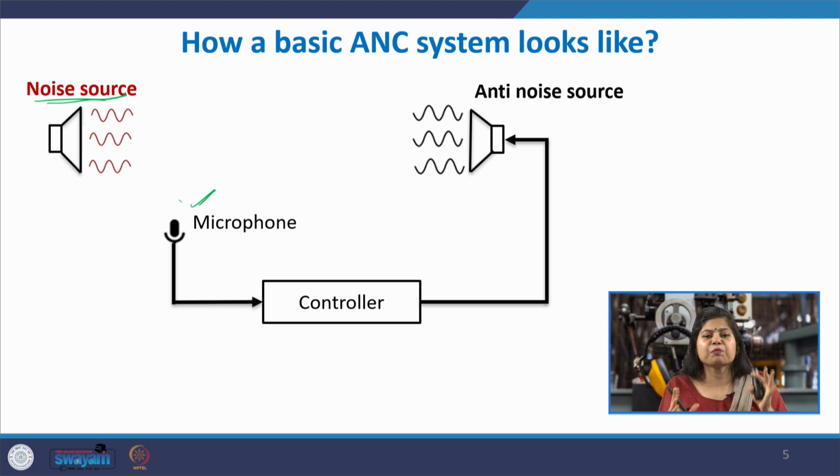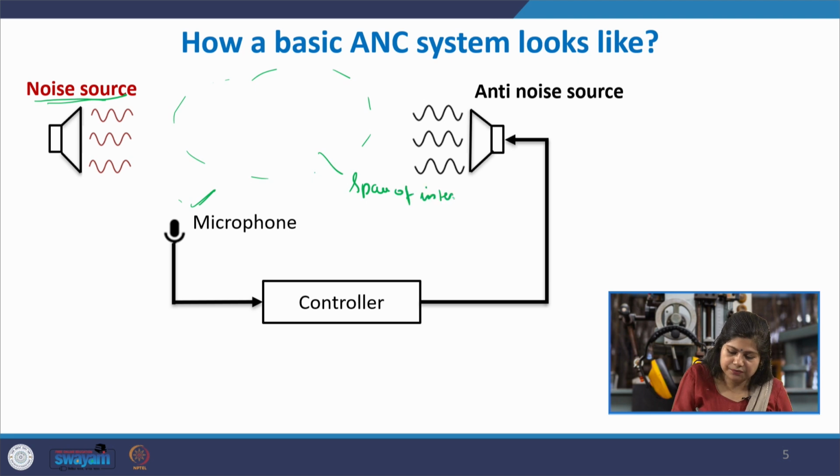So, whatever is your space of interest, let us say this is our space of interest, as in the space in which we want to cancel the noise. Okay. And in the previous lectures you saw that ANC is very space dependent. So, it does not mean that if I have an ANC system it is going to cancel the noise throughout a larger area, but it is very spatial and localized. So, whatever is the location of interest, you have a microphone and you measure that due to the noise source, what is the sound level in your region of interest. Okay.